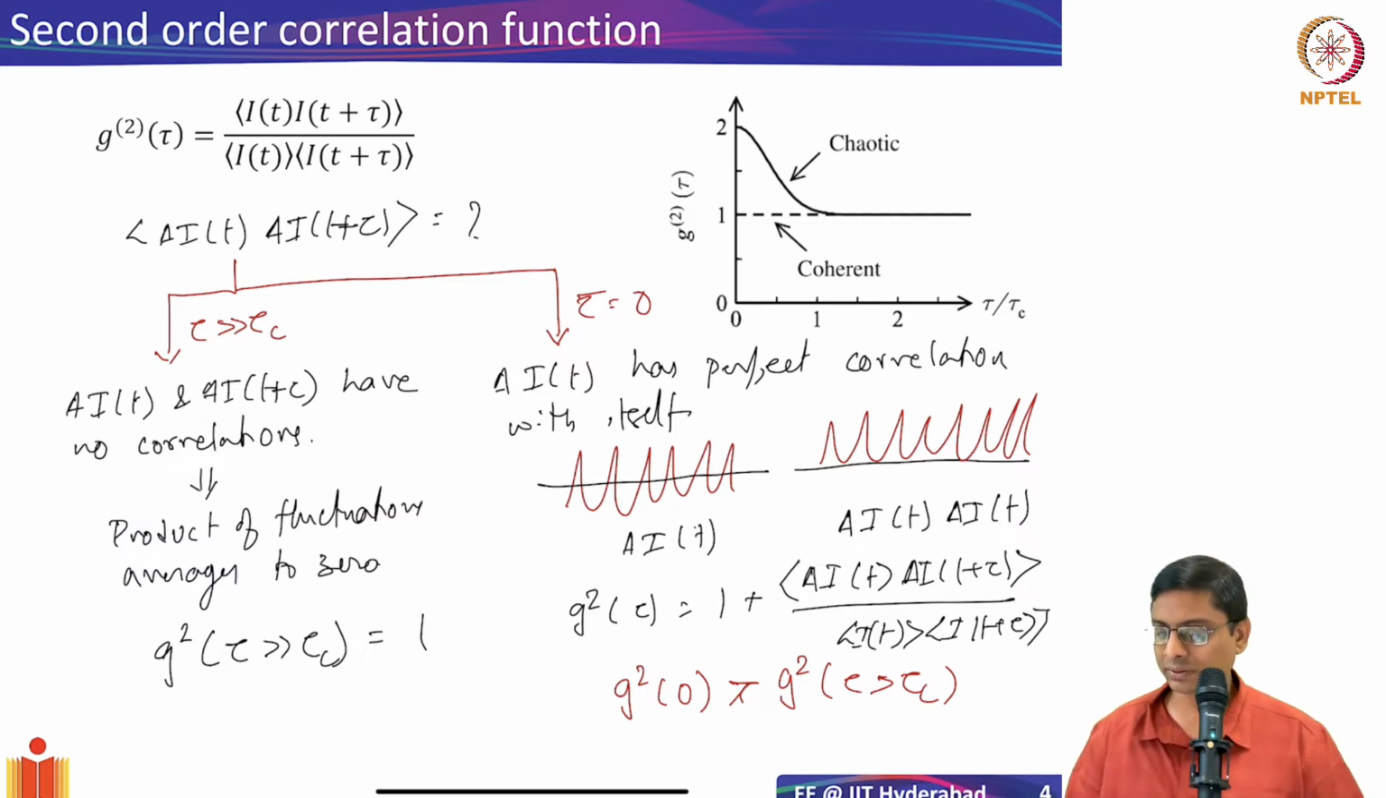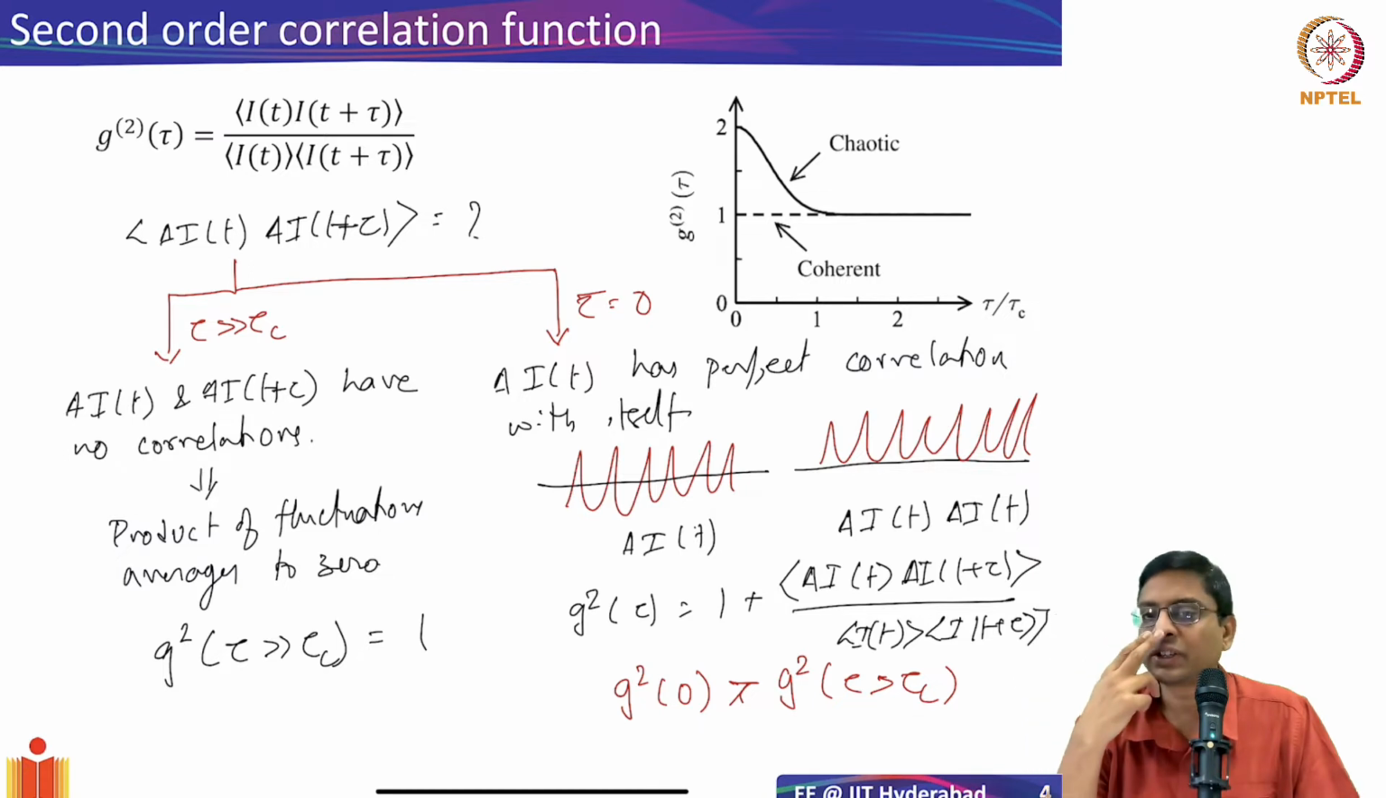So if you have a chaotic light, depending on the normalization, it can go to 2 or slightly more than 1. It depends on what kind of normalizations and definitions you are using. But the important point is that if you have chaotic light, you will get G2 of 0 greater than 1. If you have a coherent source, you will have exactly 1. This is what we discussed last time, but I thought I'd explain it one more time so that it's clear.